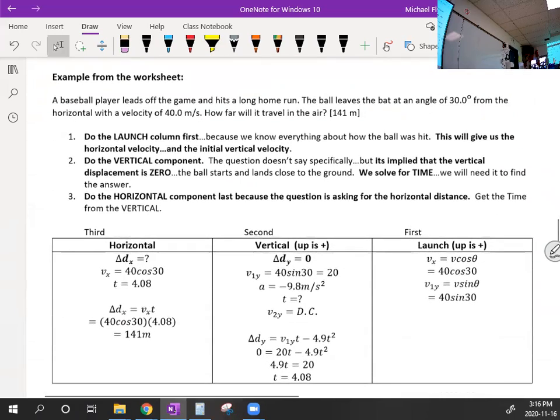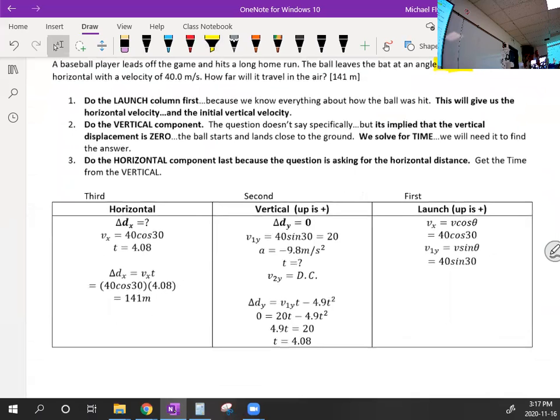All right, so here I have an example for you. So you can read this for yourself, but what I'll do is I'll just go through it with you. So a baseball player leads off a game and hits a home run. The ball leaves the bat at an angle of 30 degrees. So right away, you read that question. We've made our table already.